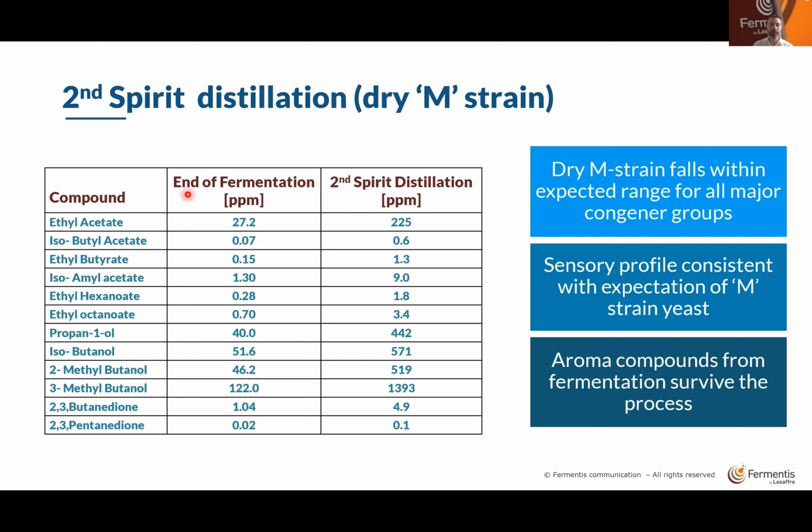And lastly, this is information to show you what we analyzed. At the end of fermentation, all these superior alcohols and esters were analyzed, and the same was analyzed at the end of the second distillation. It was a match for the expected range of congeners. I've said already that the sensory profile met expectation. So, a great yeast for Scotch whiskey fermentation.